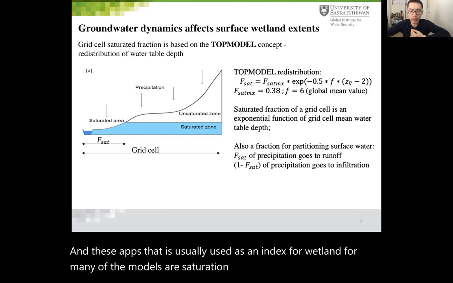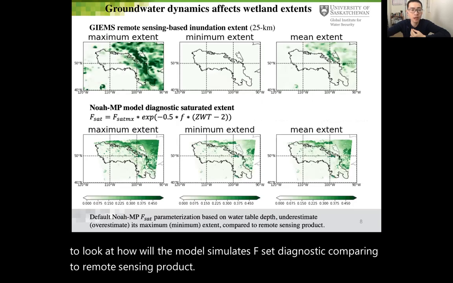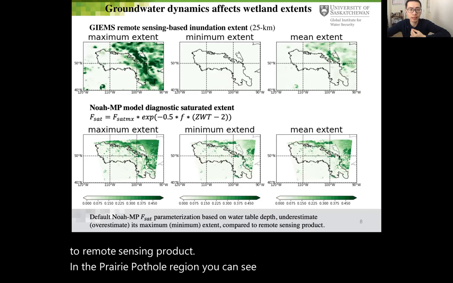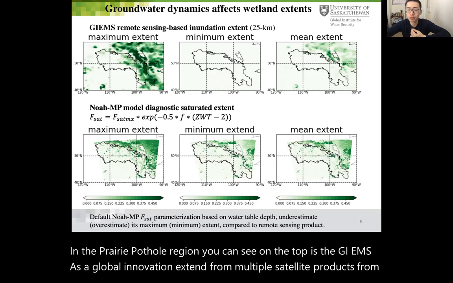So now we're going to look at how the model simulates the Fsat diagnostic compared to a remote sensing product in the Prairie Pothole region. You can see on the top is GIEMS, a global inundation extent from multiple satellite products at 25 kilometer resolution.